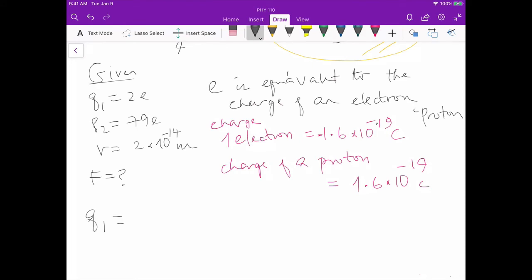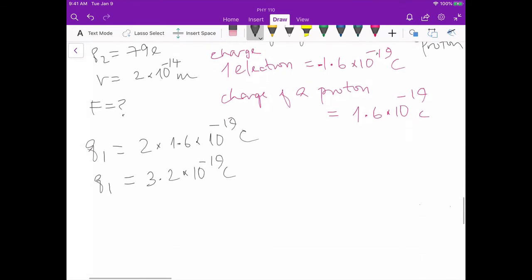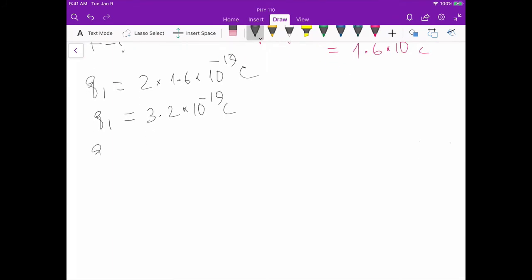Your Q1, you need to change it to coulombs, then it's going to be 1.6 times 10 to the power of negative 19. It's an alpha particle, a positively charged particle. So therefore your Q1 is going to be 3.2 times 10 to the power of negative 19 Coulomb. Your Q2, on the other hand, is 79 times 1.6 times 10 to the power of negative 19 Coulomb.